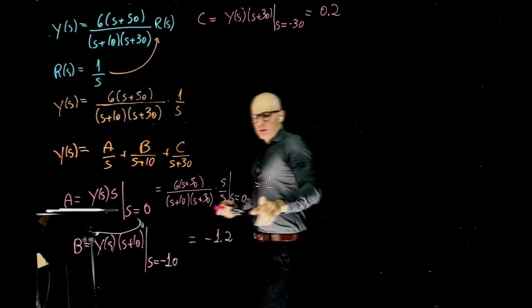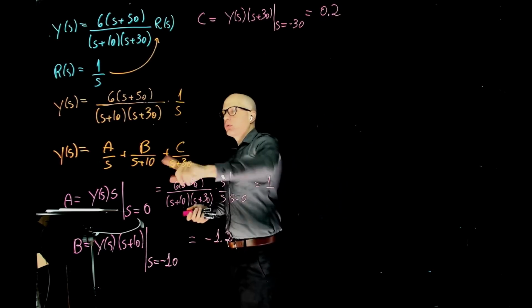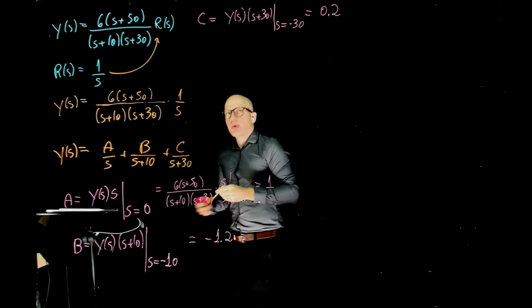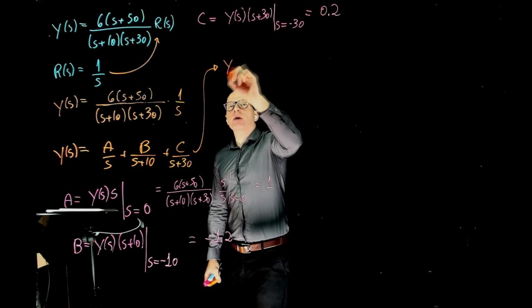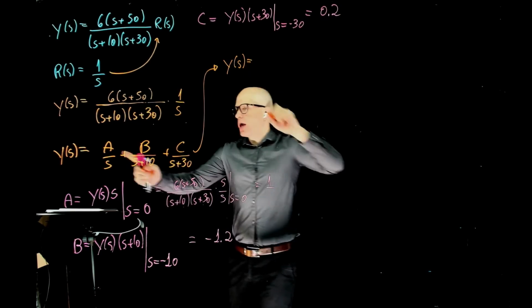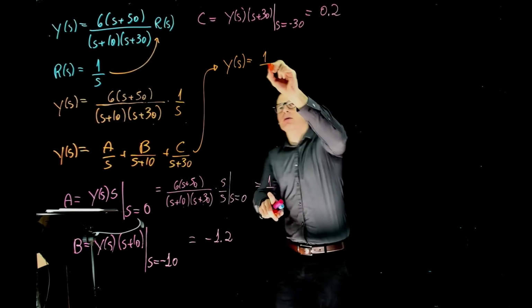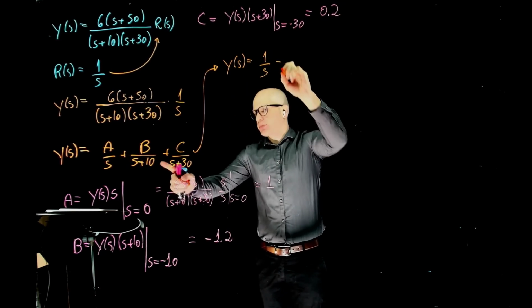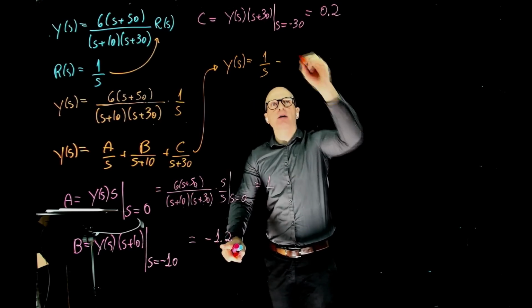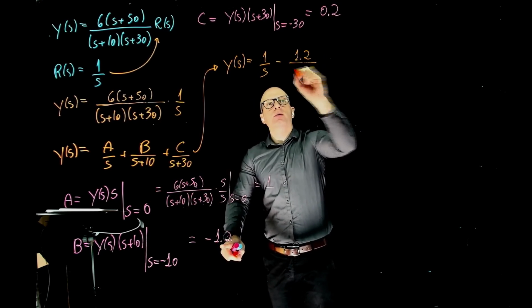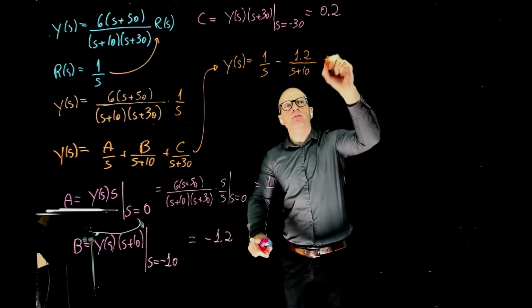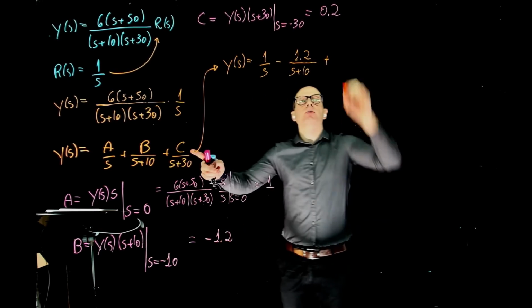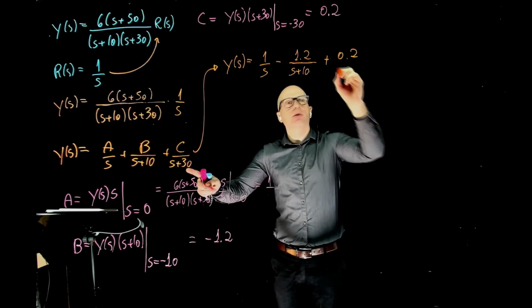Okay, so now we have values for a, b, and c. We can finally rewrite the equation that we came up with, following the constants we found. So y of s equals a over s, 1 over s, plus b over s plus 10, b is negative 1.2, plus c, which is 0.2 over s plus 30.